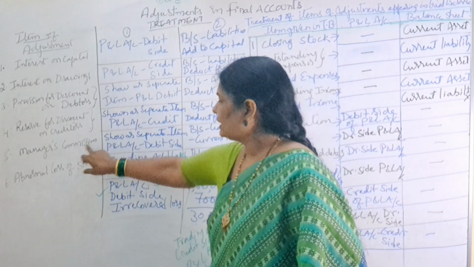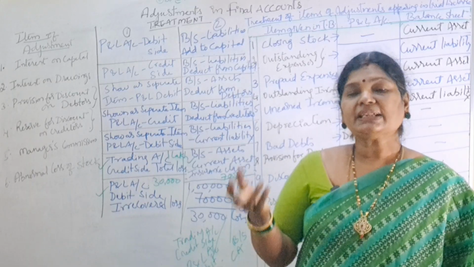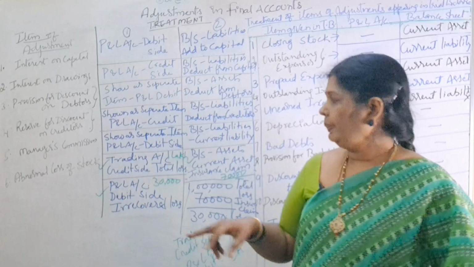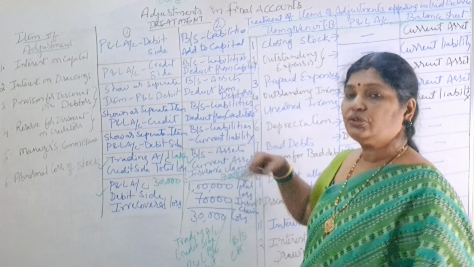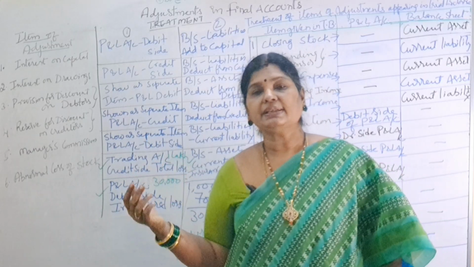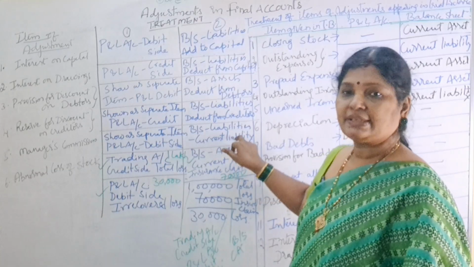Next, manager's commission. Manager's commission is a commission that we are paying to our manager. So this commission is our expense. So go to profit and loss account and show it as a separate item. And again, what is the second effect? Go to balance sheet and show it as a current liability. Means how you will write current liability: under sundry creditors, outstanding expenses, there you will write as a current liability, manager's commission.